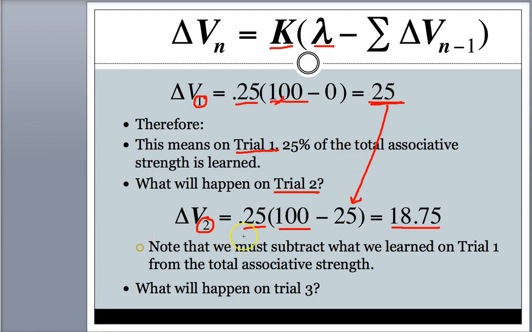So what do you think will happen on trial 3? Well, on trial 3, you're going to have to sum, remember, we're going to sum all of the delta V's from all the previous trials. So we're going to have to add 18.75 and 25.